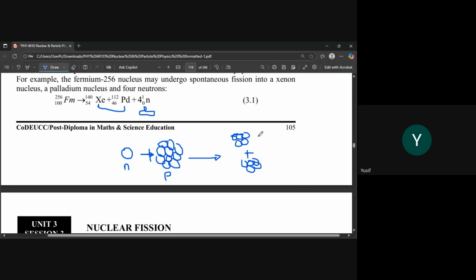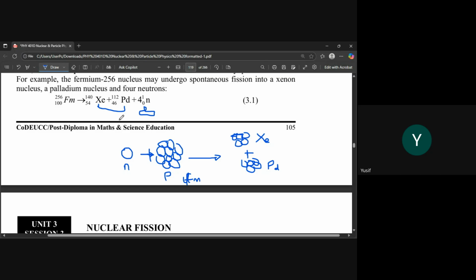And maybe I'll give you the specific things over here. Assuming this, I won't say the parent, but let's say fermium we are having over here. Then I'll say now this is my Xe and this is my Pd. And I'll ask you to balance this for me. I hope this wouldn't be an issue.